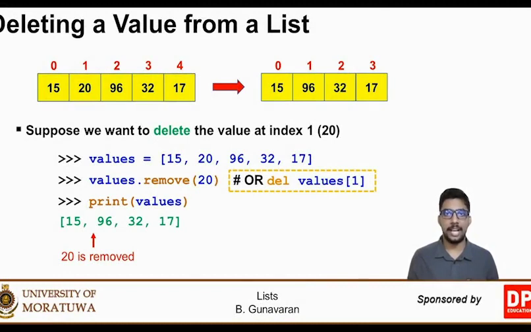If we take a step back and have a closer look at the remove function, we should know the value at a particular index to use it. For example, here, we should know that the value at index 1 is 20 to use the remove function. However, there can be situations where we do not know or do not want to know the value at a particular index. In such situations, we can use another function called delete. When you call delete values within square brackets 1, it will delete the value at index 1 of the values list.